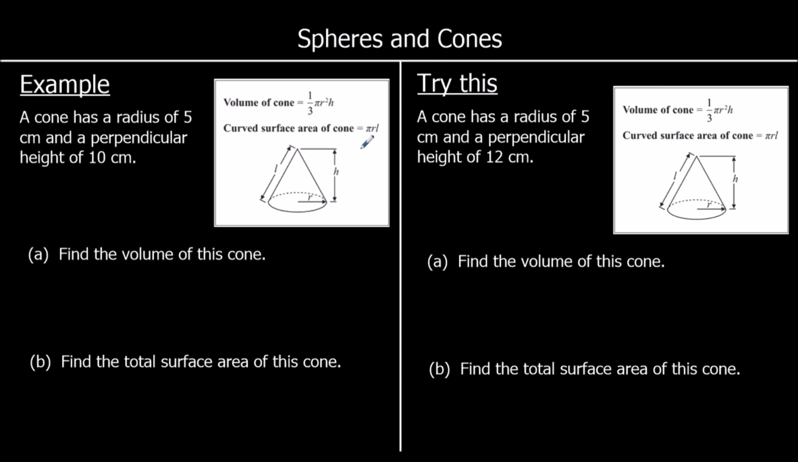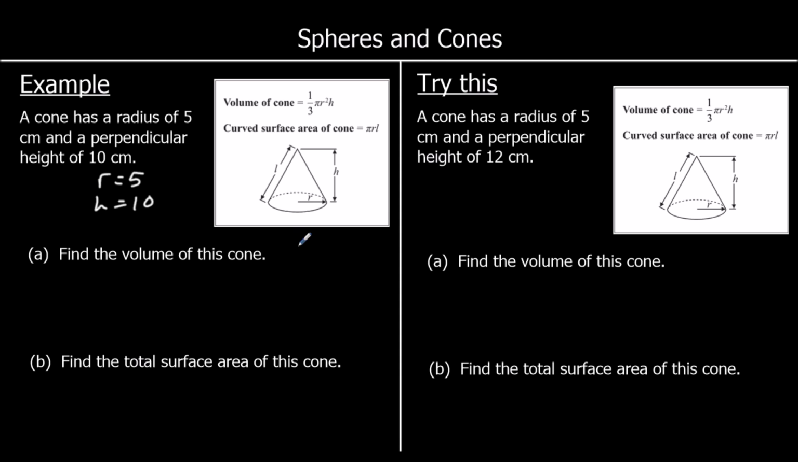That is only the curved surface area of a cone. So if we wanted the total surface area, we're going to have to add on the circle on the bottom. So the area of a circle is pi r squared. Okay, so we've got a cone with a radius of 5 centimeters and a perpendicular height of 10 centimeters. So r is 5, h is 10.